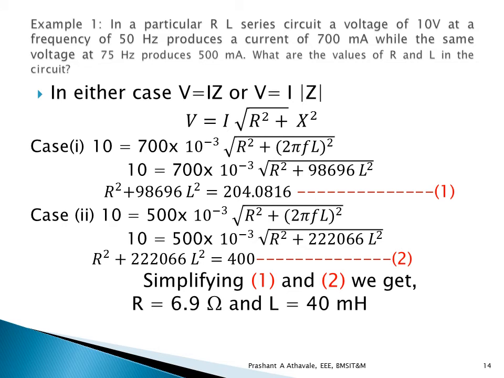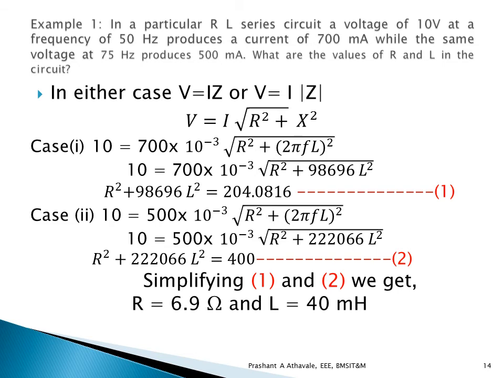Now you can look at the next part of the equation. I have directly written that as 98,696. So how is that possible? It is 2, then pi, and the frequency is 50. So 2 pi into 50 is 314.159. If you square that number, you will get something like 98,696. So this is the expression.